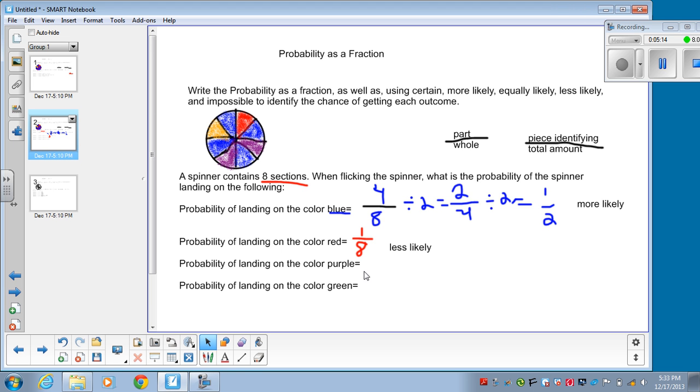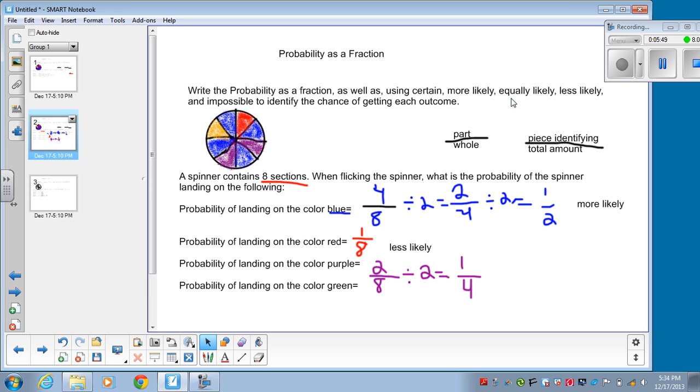How many purple pieces are there? If you said 2, you're correct. Out of how many? What's the total? Excellent, 8. We can simplify this because these are even numbers. Let's simplify. 2 divided by 2 is 1. 8 divided by 2 is 4. 1/4.